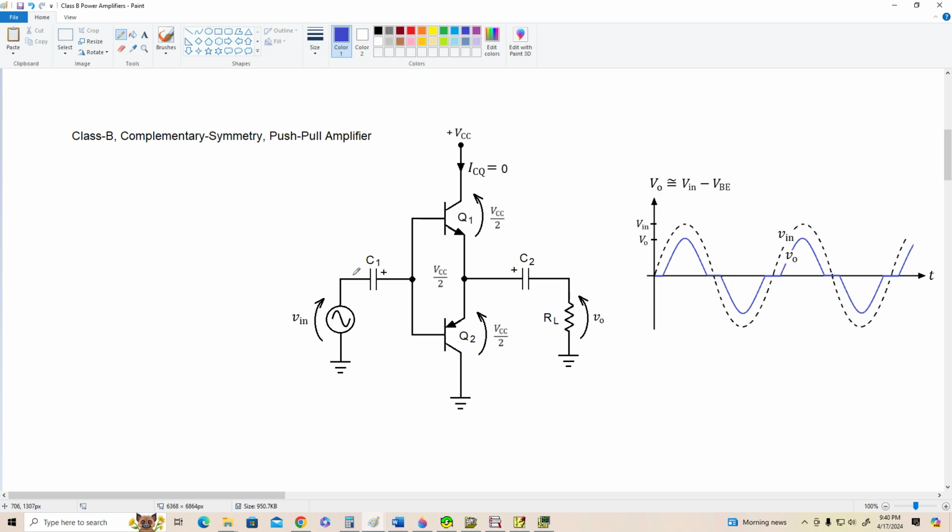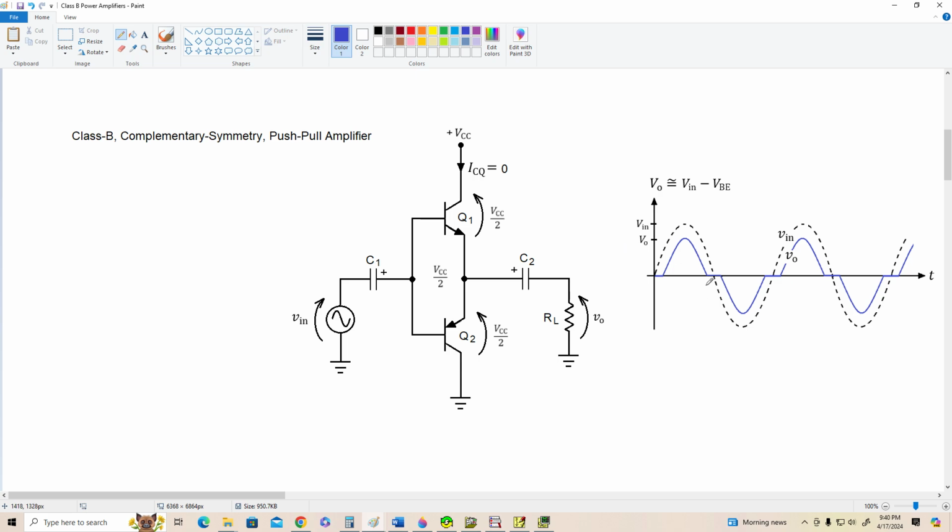Whenever Vin goes positive, this base node goes positive, which reverse biases Q2, sending it deeper into cutoff, while tending to forward bias Q1. Once we exceed 0.7 volts at this node, Q1 turns on and we get this output that is a replica of the input, but it's about 0.7 volts smaller in amplitude. Now for negative going inputs, Q1 goes into cutoff, Q2 goes into the active region, and it allows capacitor C2 to force current flow counterclockwise around this loop, giving us this negative going output, and it's about 0.7 volts shy of the most negative value of the input as well.